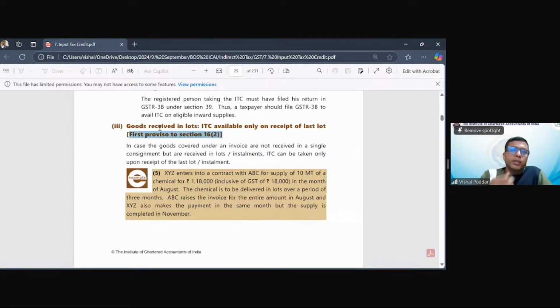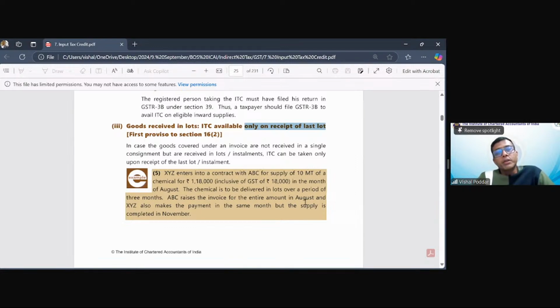I sold it today itself. I raised the invoice. I uploaded it in my December return. It is also appearing in your 2A, 2B of December. But you will not be able to take credit when you are filing the December month's return. Why? Because of this condition. This condition is given in the first proviso to section 16(2). What it says is, you will be eligible to take credit only when you receive the last lot.